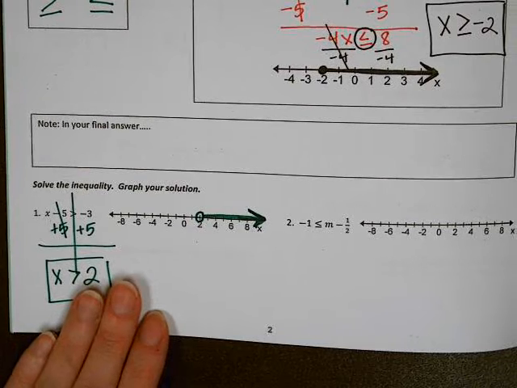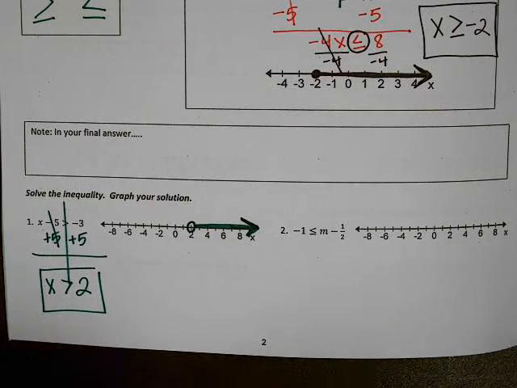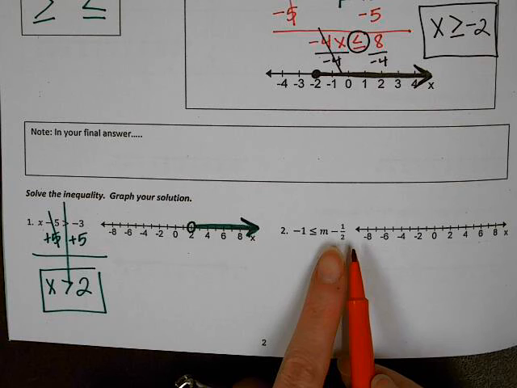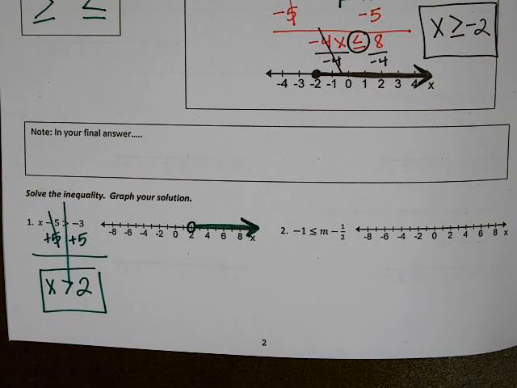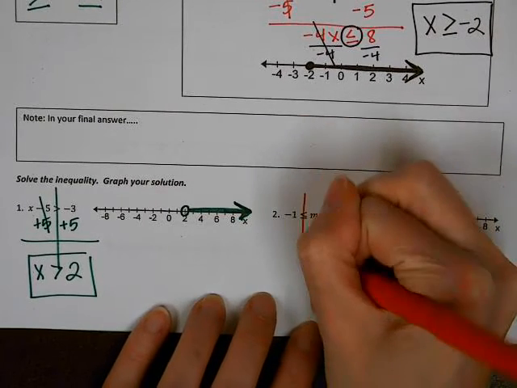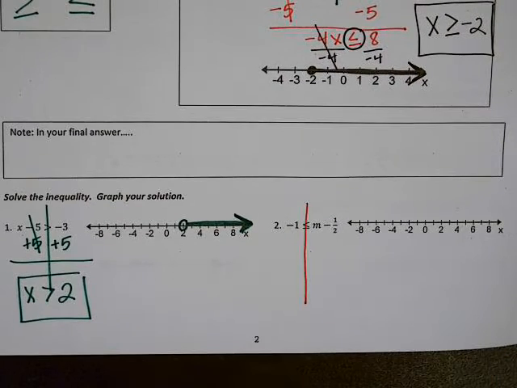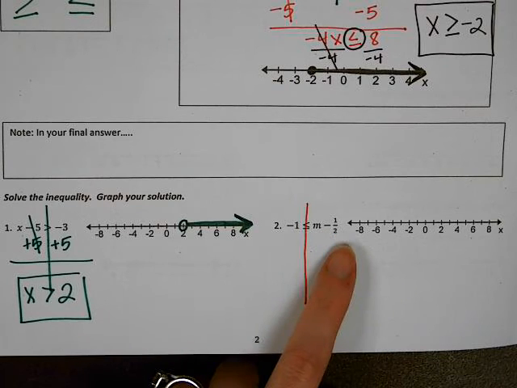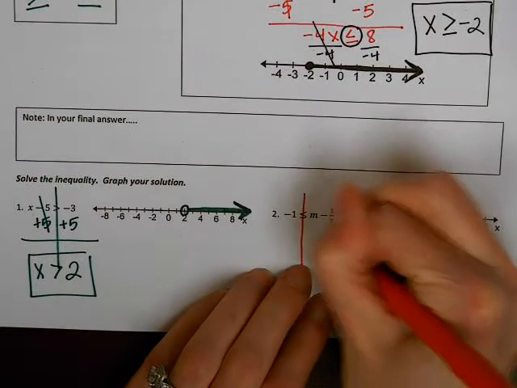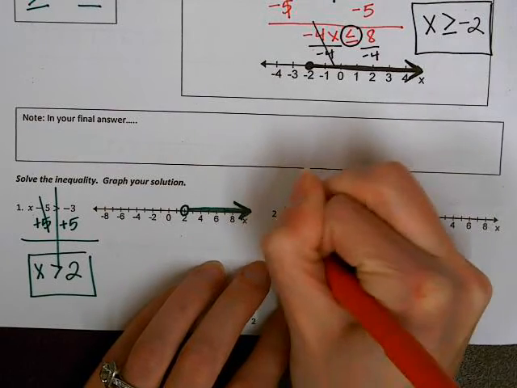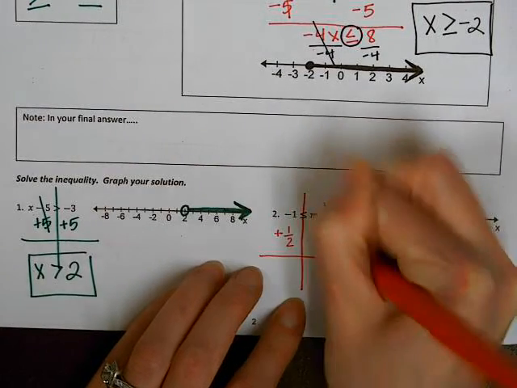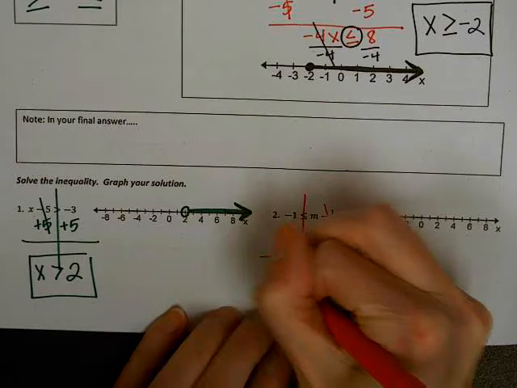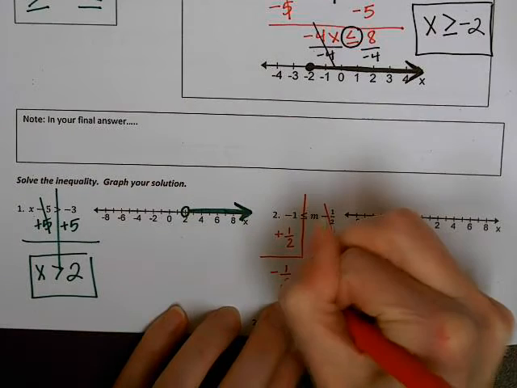Okay, let's look at number 2. This one's a little bit different. What do you do if the variable ends up on the right-hand side? Okay, so draw the wall. If you're trying to get m alone, what's the opposite of minus 1/2? You guys would say plus 1/2, right? Okay, so those cancel. Negative 1 plus 1/2 is negative 1/2 less than or equal to m.